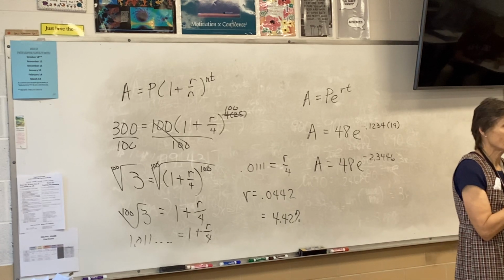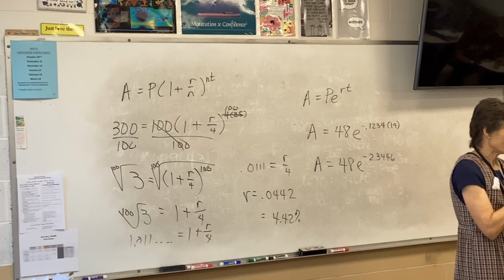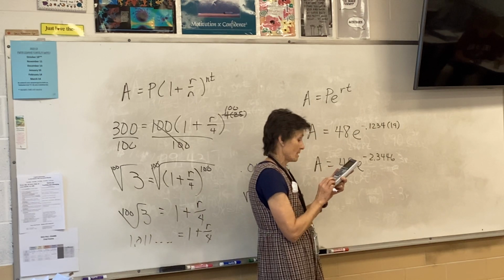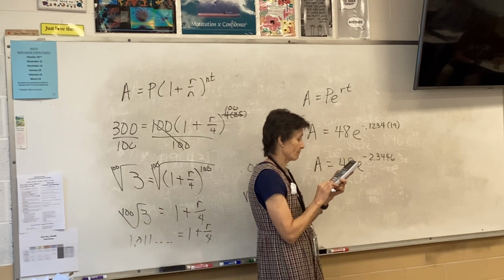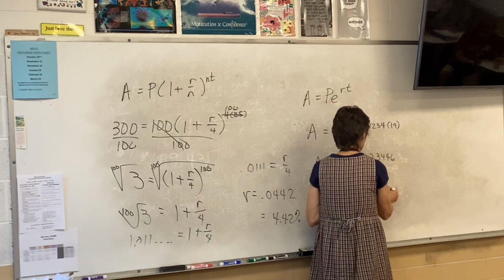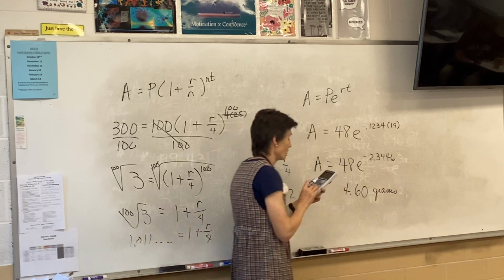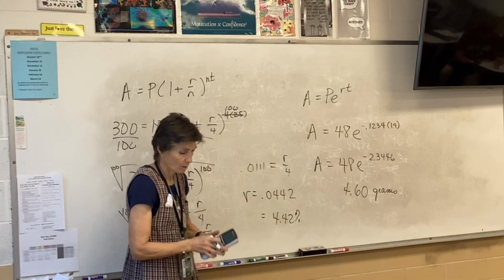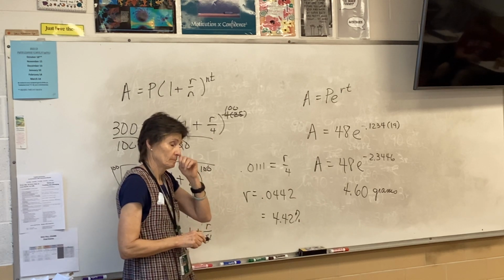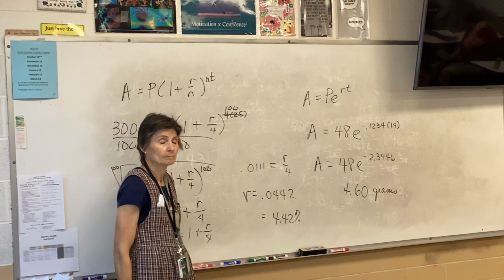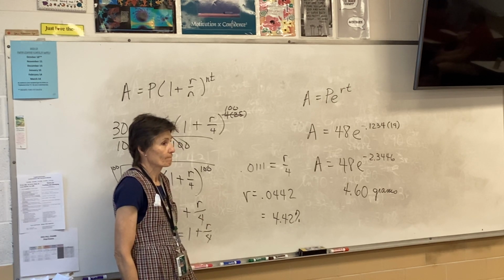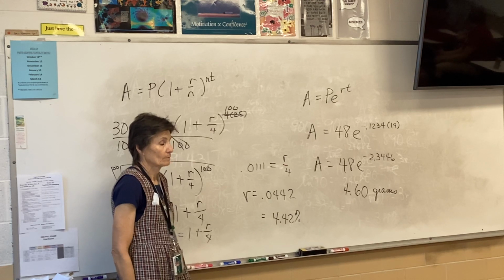These are on all 3. So 48, second ln, negative 2.3446. I got 4.60 grams. How much is left? 4.60 grams. So you type in 48, that's the subject, and right here is the e text.